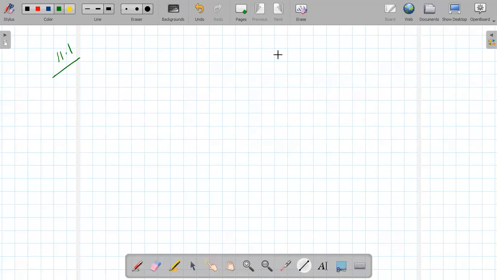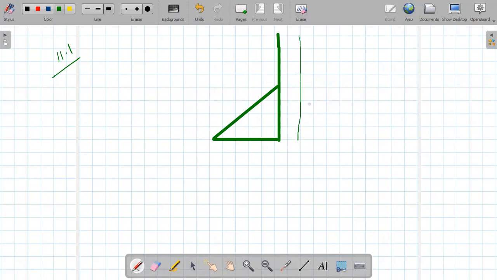So here what happens is that there is a tree, and this tree breaks due to a storm and falls down such that the top touches the ground. Okay, so the tree breaks and it forms the hypotenuse of this right angle triangle. Now the question is to find out what is the height of the tree. So the height of the tree is this.